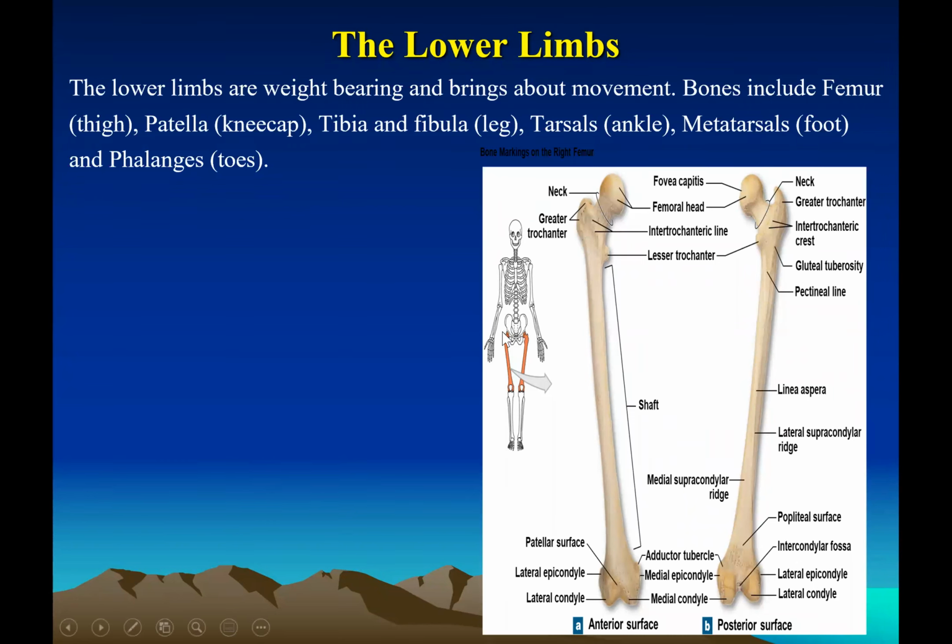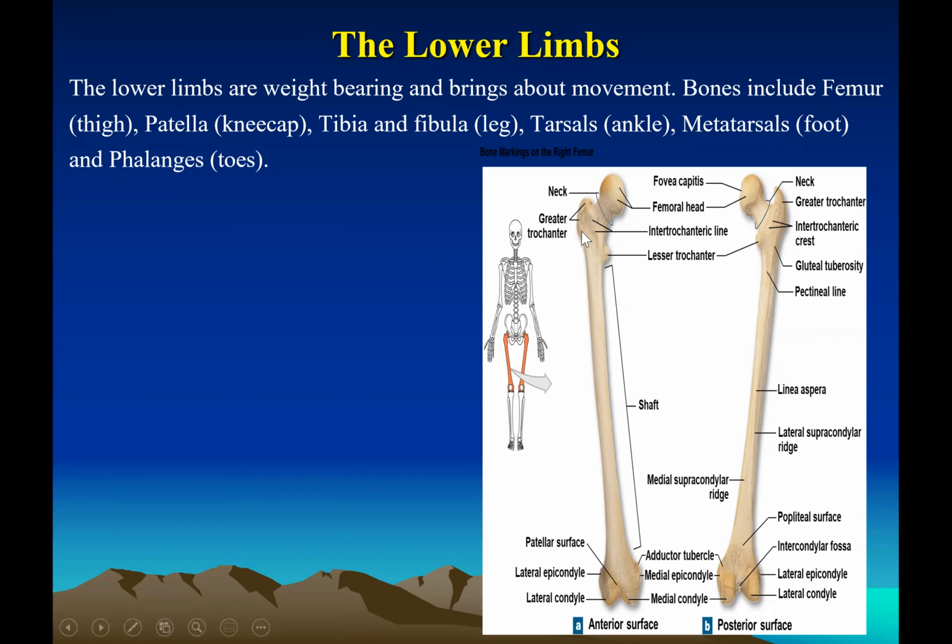So those are the lower limbs that attach to the pelvic girdle. We have the thigh bone or the femur, the patella, the tibia and fibula in your leg, and the tarsals, metatarsals, and toes.